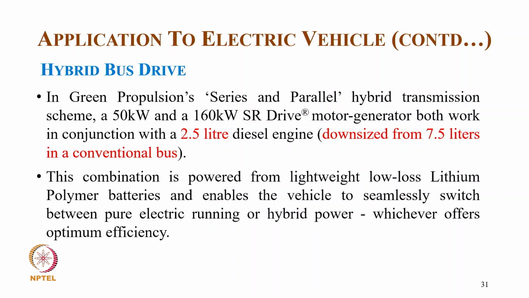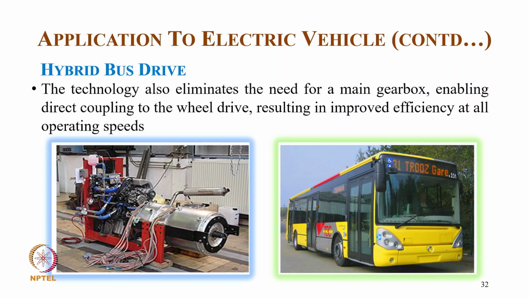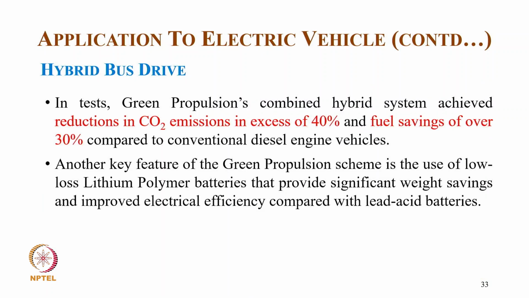In the Green Propulsion series and parallel hybrid transmission scheme, a 50 kilowatt and a 160 kilowatt SR drive motor generator both work in conjunction with a 2.5 liter diesel engine, downsized from 7.5 liter in a conventional bus. This combination is powered from lightweight, low loss lithium polymer batteries and enables the vehicle to seamlessly switch between pure electric running or hybrid power, whichever offers optimum efficiency. The technology also eliminates the need for a main gearbox, enabling direct coupling to the wheel drive, resulting in improved efficiency at all operating speeds, as you can see in the photograph.